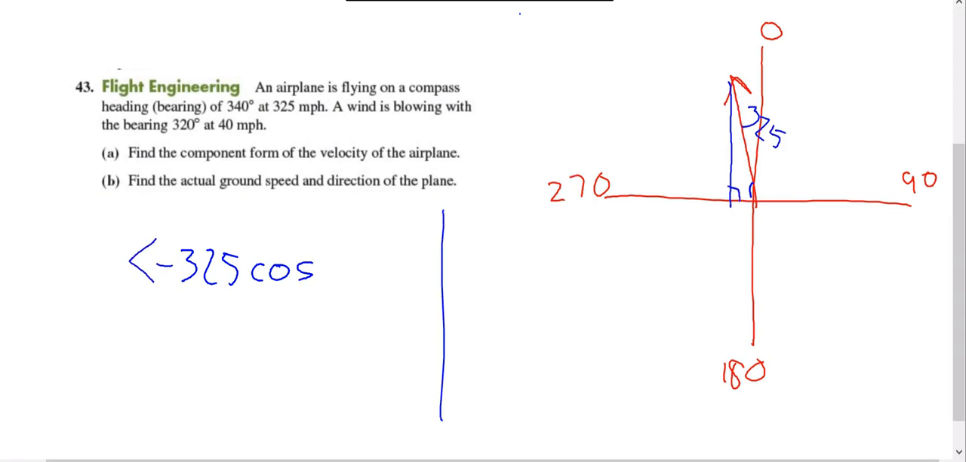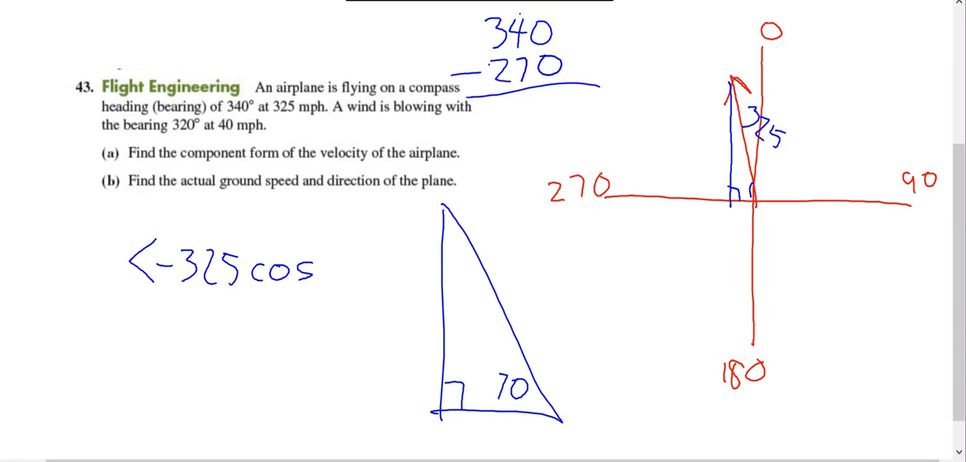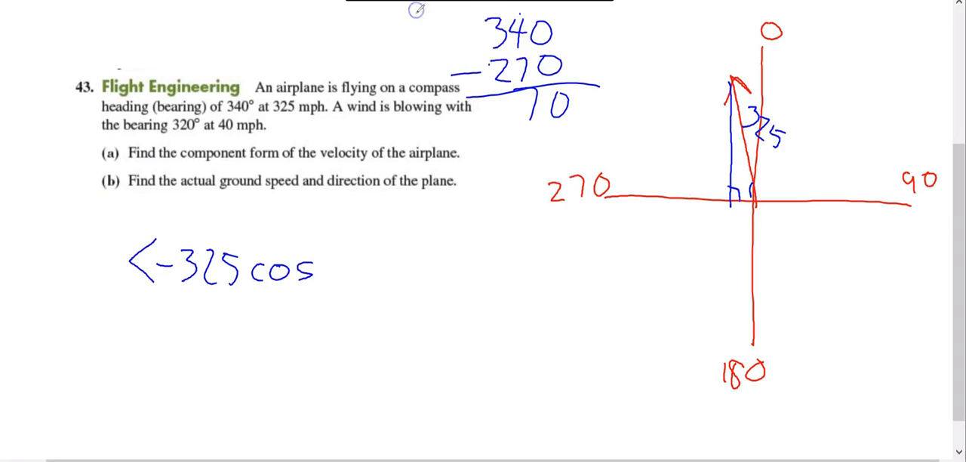Let me think about this for a second. If that's 340 take away 270, what would that be? A 70-degree angle? You said 340, take away 270? Yeah, it was 270. 70 degrees. Okay, so that's 70 degrees. So that means, get rid of that triangle, and we have 325 sine 70. That's my x and my y.